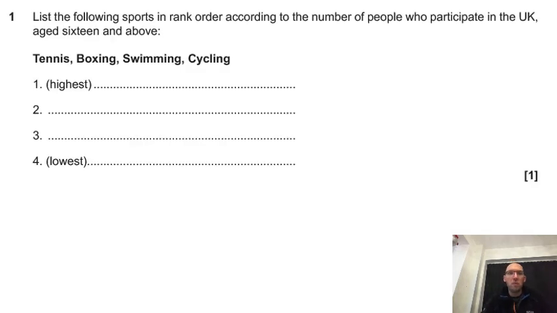Right, so question 1. List the following sports in rank order according to the number of people who participated in the UK aged 16 and above. So this is looking at the popularity of sports. So we have a very simple order of swimming, cycling, tennis and boxing. Any other order, you do not get a mark.